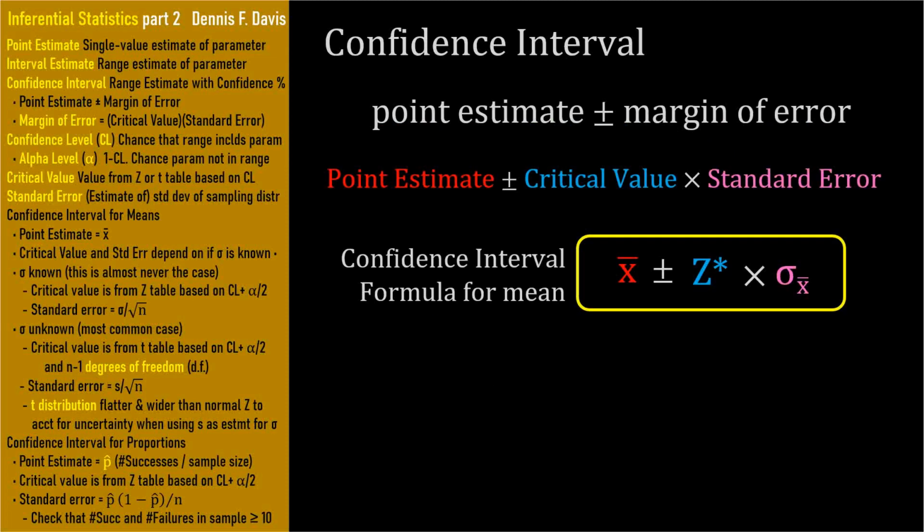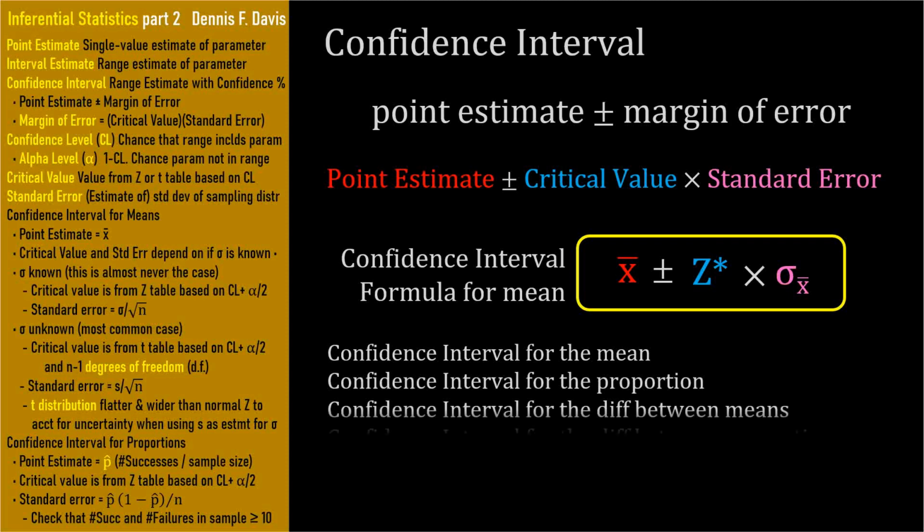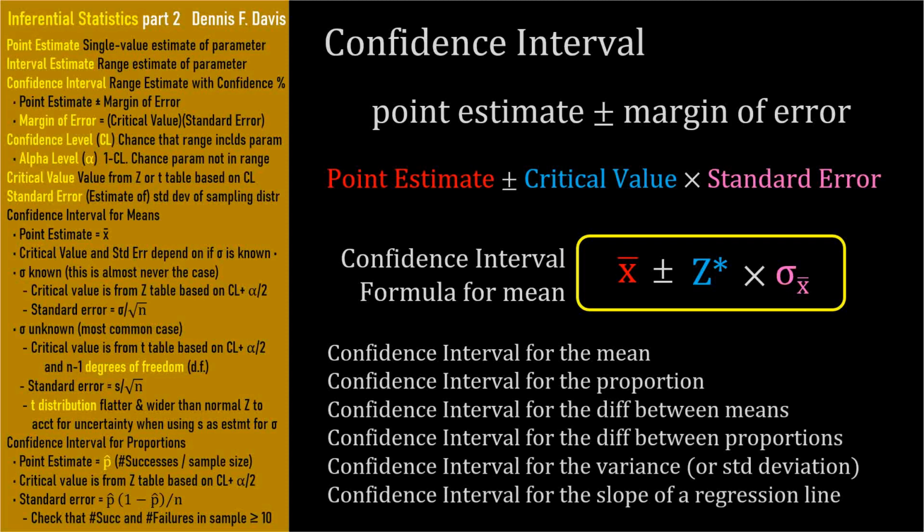There are confidence intervals for many statistics: confidence intervals for means, for proportions that we'll do later, for the difference between means, the difference between proportions, for the variance or standard deviation, for the slope of a regression line, and others. They all sound like very different things, but they're all confidence intervals with this format: point estimate plus or minus critical value times standard error. The red point estimate is always the statistic from your sample, so all you need to learn is how to find the blue critical value and how to find the pink standard error.